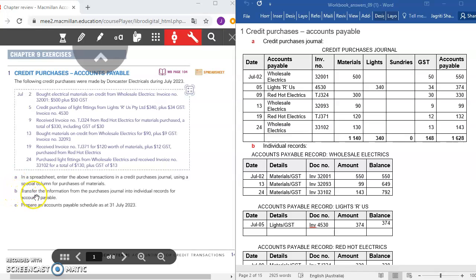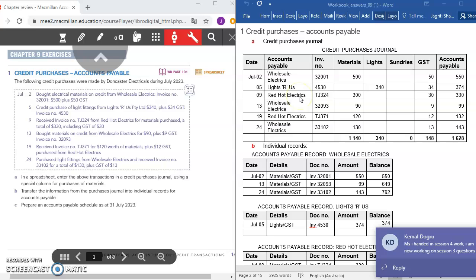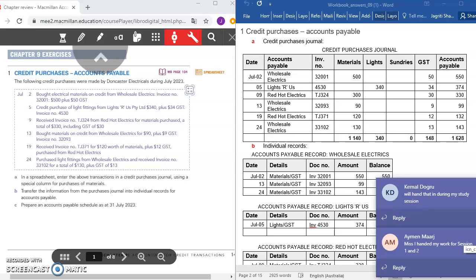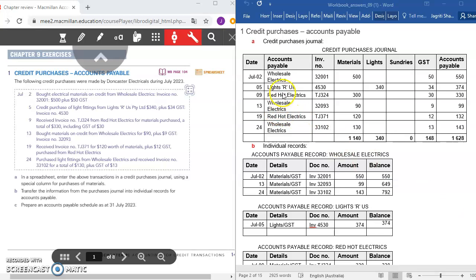Okay, now this is asking us to transfer the information from the purchases journal into individual records for accounts payable. We need to transfer them into individual accounts, so let's see how many accounts we have. We have Wholesale Electrics, we have Lights Are Us, we've got Red Hot Electrics as well. Then you've got Wholesale Electrics again, the same, Red Hot Electrics and Wholesale Electrics. Okay, so these are three accounts we need to make: Wholesale Electrics, Lights Are Us and Red Hot Electrics.